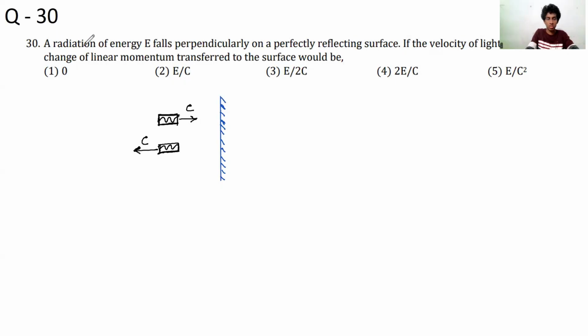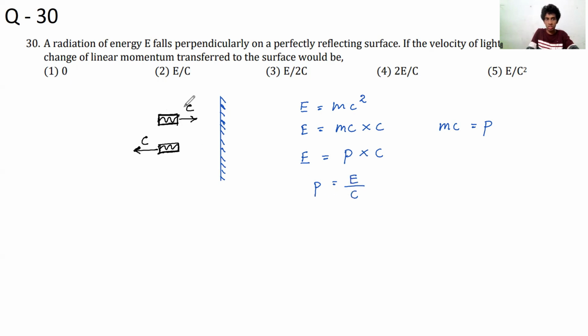Question number 30. The radiation of energy E falls perpendicularly on a perfectly reflecting surface. If the velocity of light is c, the change of linear momentum transferred to the surface would be. So we know that E is equal to mc squared. Then we can write this as mc into c. So mc is the momentum. So we can write this as E equals momentum into c. So momentum is equal to E over c.